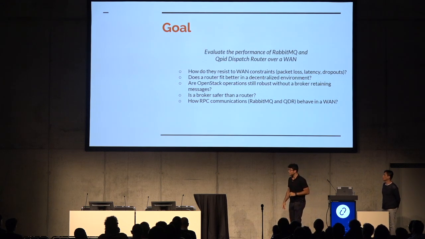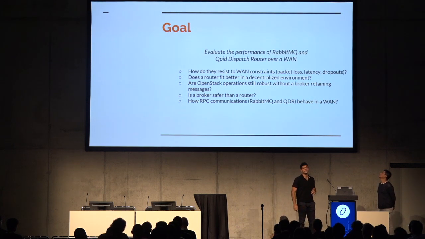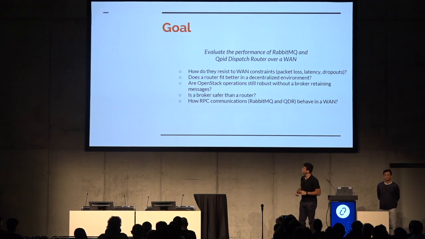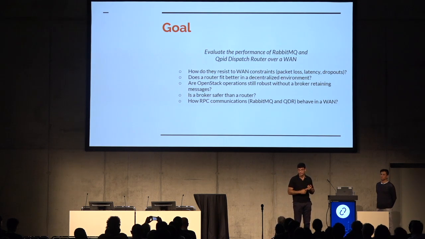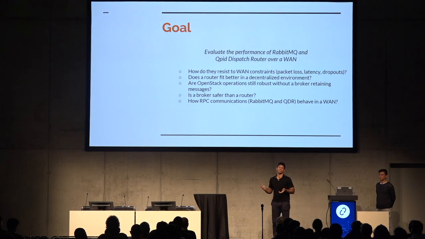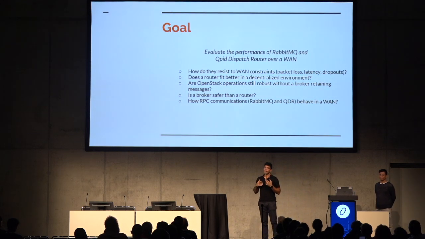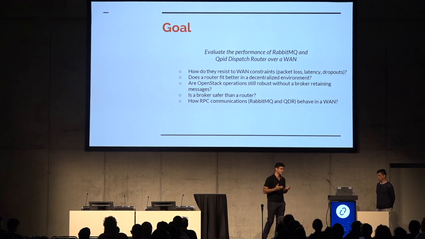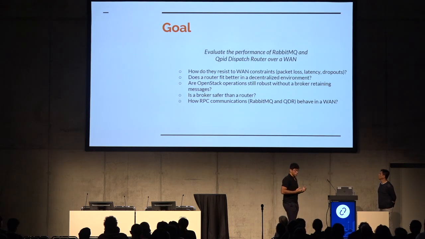So what are we going to see in this presentation? What is the goal of this presentation? Well, to evaluate the performance of RabbitMQ and Qpid Dispatch Router over WAN. So does it resist WAN constraints and hazards? For example, packet loss, latency, and network dropouts, where you have compute nodes disconnected from the control plane and unreachable messages pop out like crazy. Does a router really fit a decentralized environment in OpenStack better? Are the messages in OpenStack still resilient even if the router doesn't retain messages? Isn't a broker maybe a safer option because it retains messages?